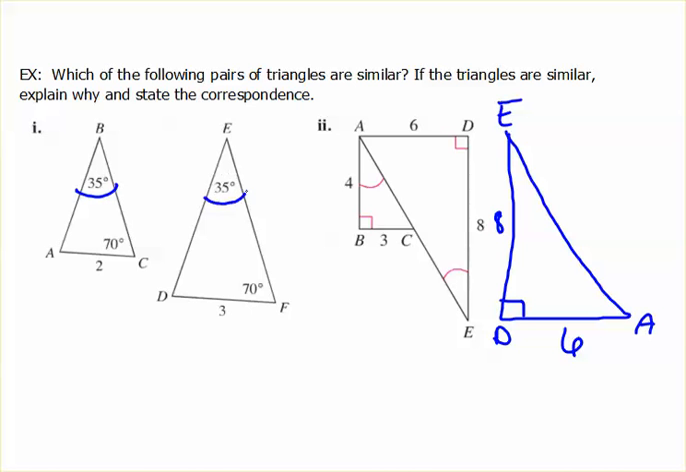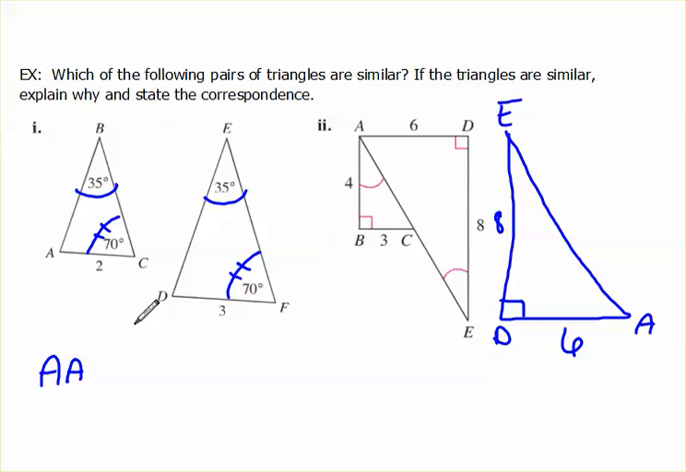So here we have two triangles, ABC and DEF, and they've told us that we have an angle of 35 degrees in each one, and we have an angle of 70 degrees in each one. That is angle-angle similarity. Obviously then D and A must be the exact same also, because remember, the interior of a triangle has to add up to be 180 degrees. So we have angle-angle similarity.